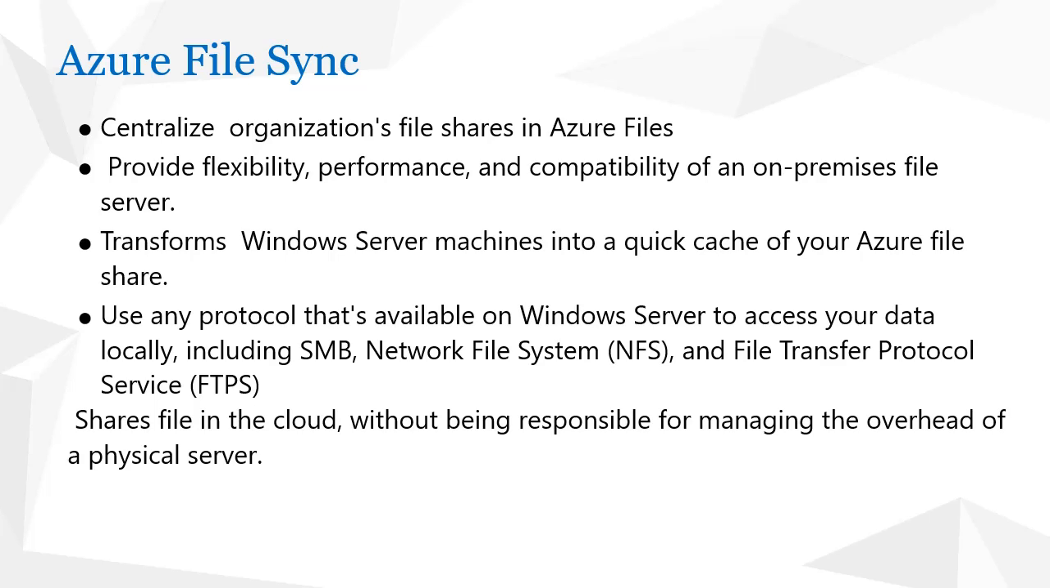It provides the flexibility, performance, and compatibility of an on-premises file server. It transforms Windows Server machines into a quick cache of your Azure file share. Use any protocol that's available on Windows Server to access your data locally, including SMB, Network File System, NFS, and File Transfer Protocol Service, FTPS. Share files in the cloud, without being responsible for managing the overhead of a physical server.